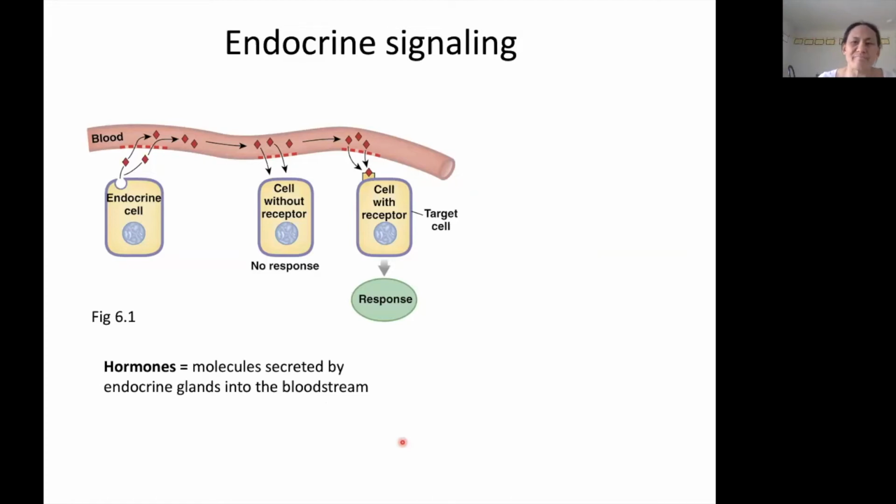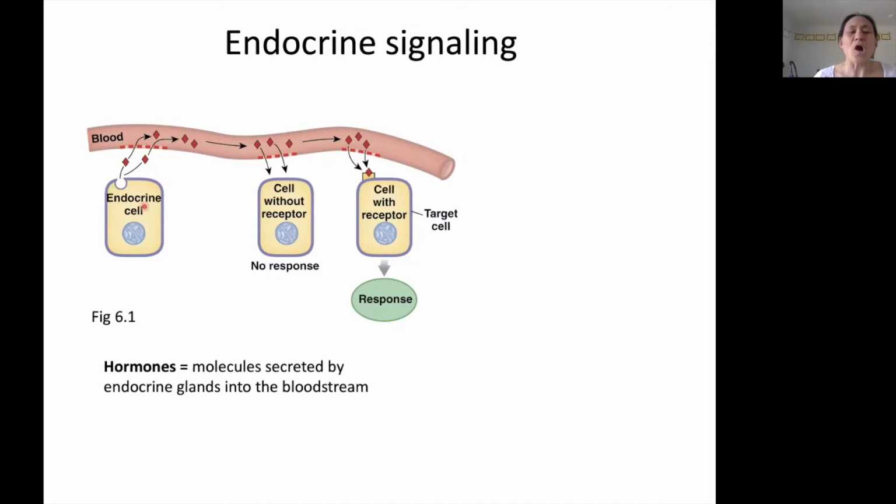So we just covered what glands are, what hormones are. Let's take a look at some other principles of endocrine signaling. First of all, I already made reference to this in the previous slide, but basically what happens in endocrine signaling is you have an endocrine cell or cells that are located in an endocrine gland.